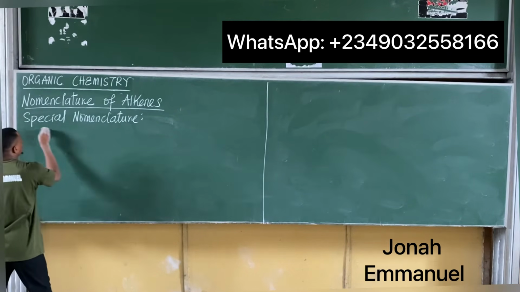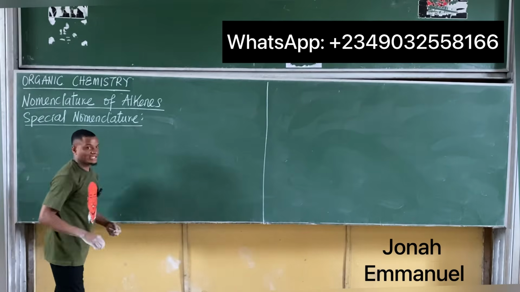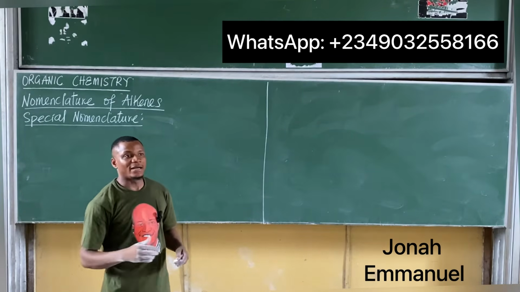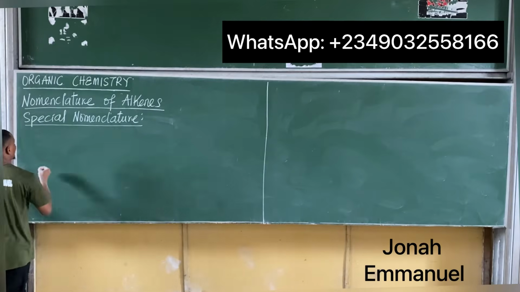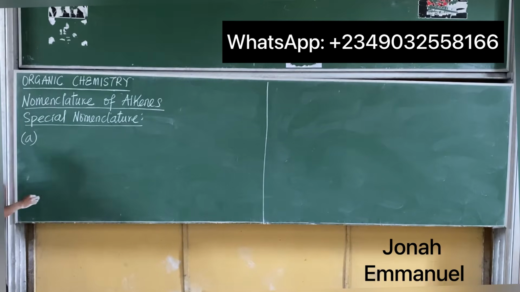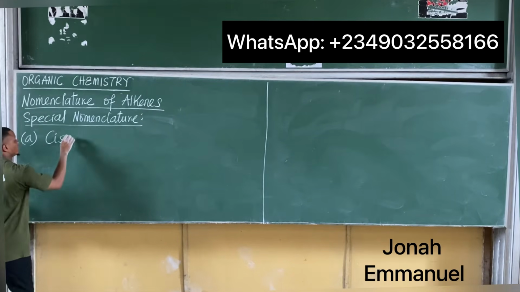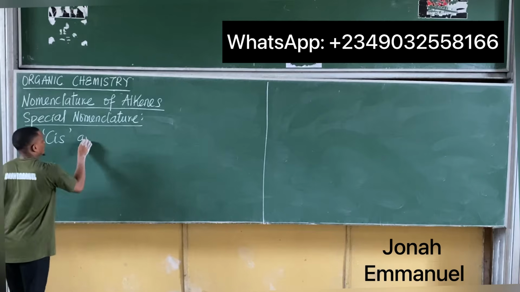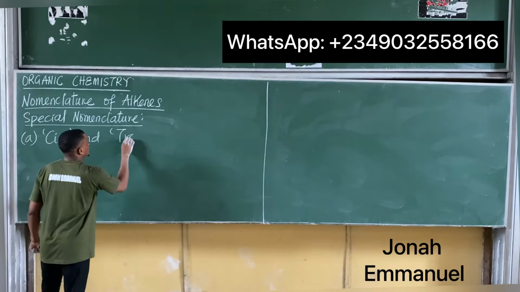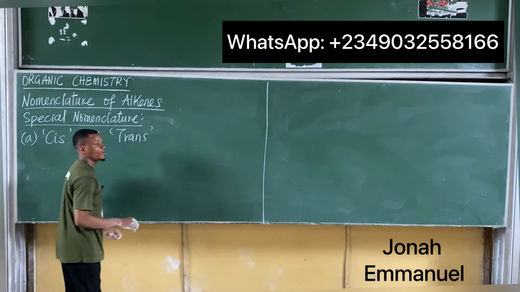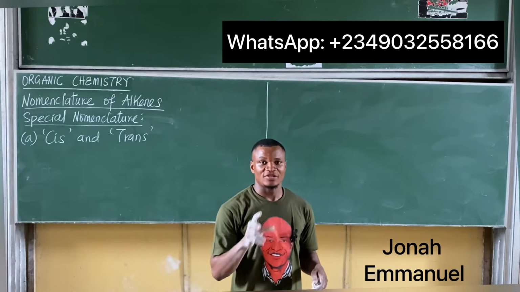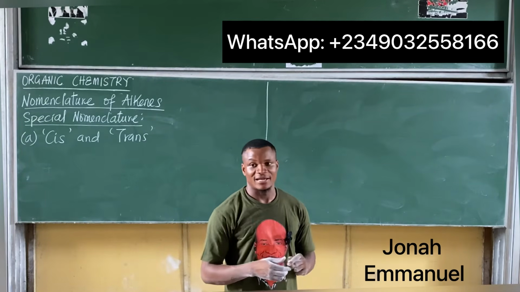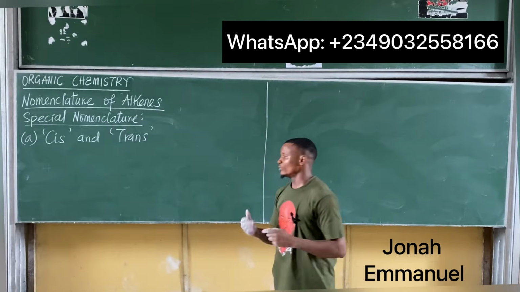Let's look at some special nomenclature of alkenes. The first set of special nomenclature we'll consider is the cis-trans system of naming alkenes. That's from the concept of geometric isomerism, which we did last time. Let's just do a few examples and move on.